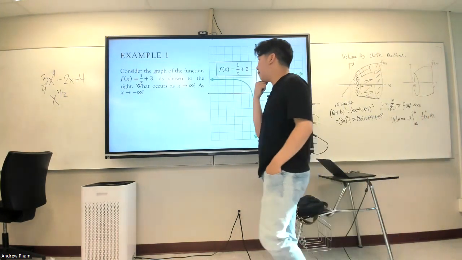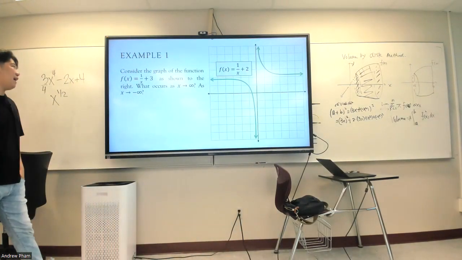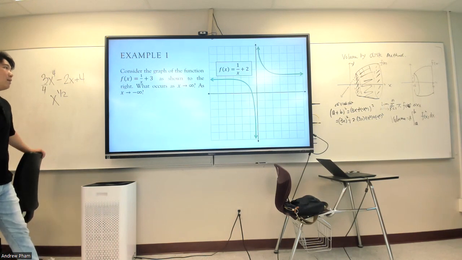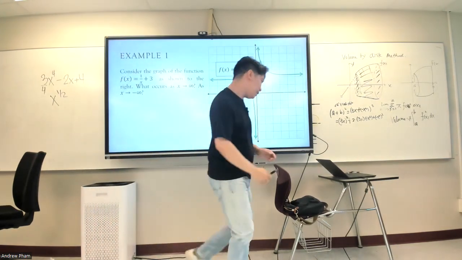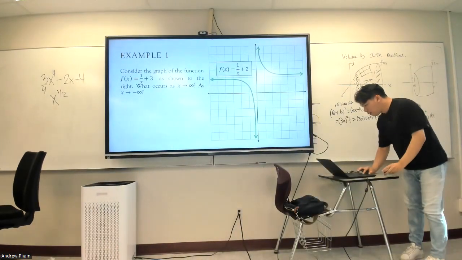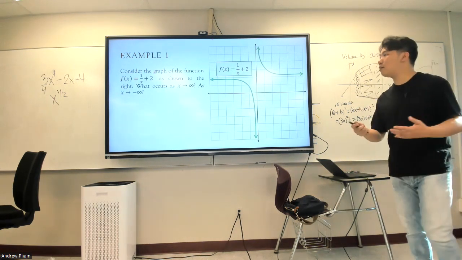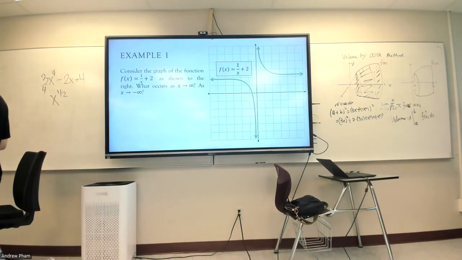Example one, consider the graph of this given function right here. It's f of x is equal to 1 over x plus 3, plus 2, since I changed that. So if I look at this graph, what happens as x goes to infinity, and what happens if x goes to negative infinity? So let's answer that first question.